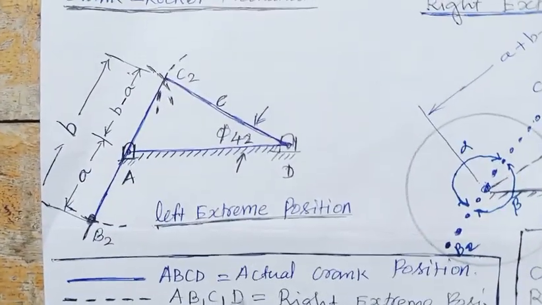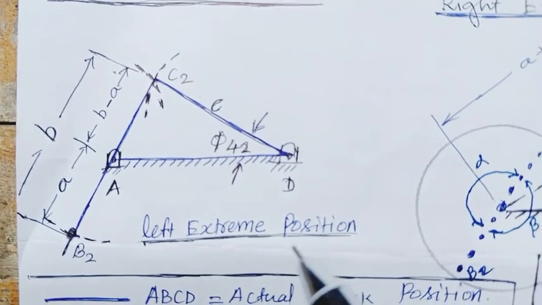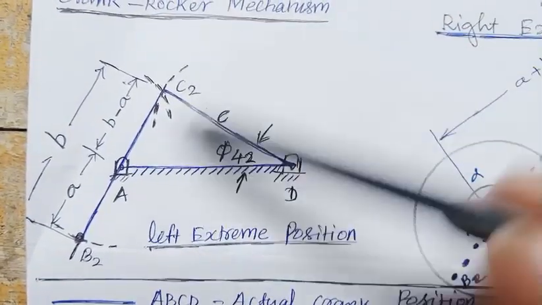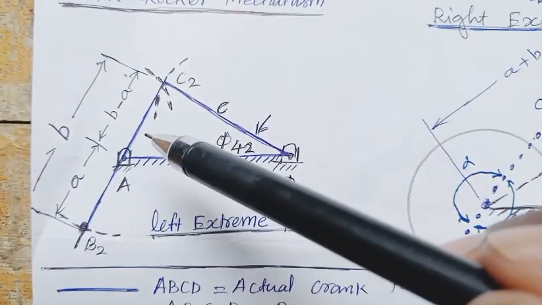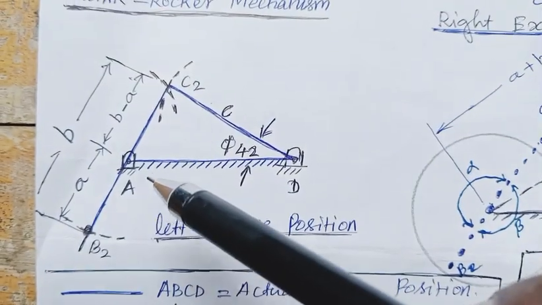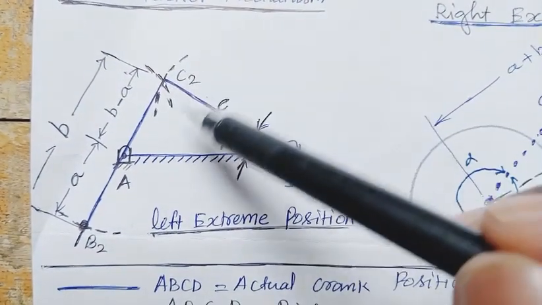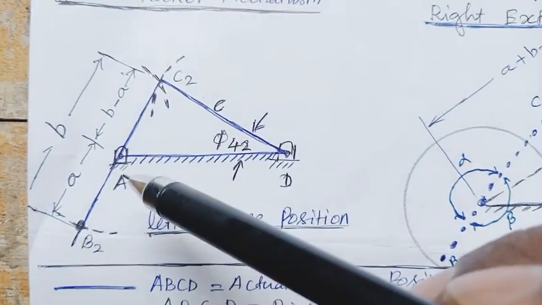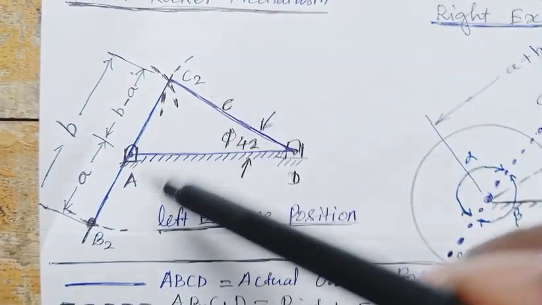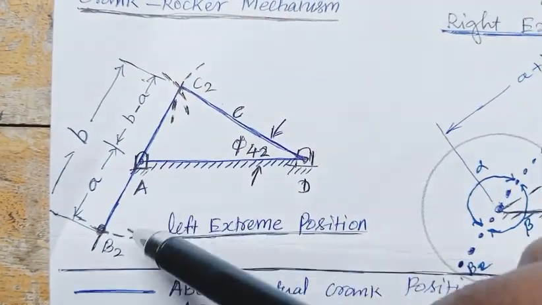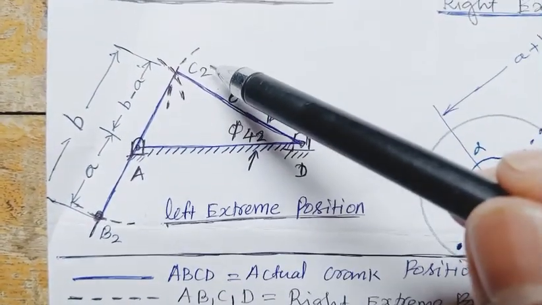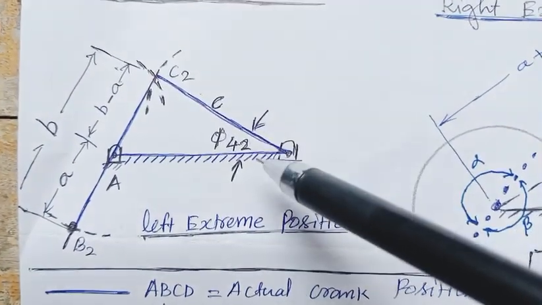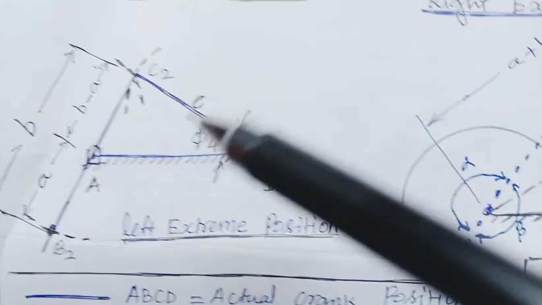And the left extreme position. The overall length of this line is only b, the connecting rod length, and you subtract: b minus a is this length, and this part is the crank length a. So the overall length of this line is only the connecting rod. The remaining lengths are equal. The angle is phi 2. This is the case of the left extreme position.